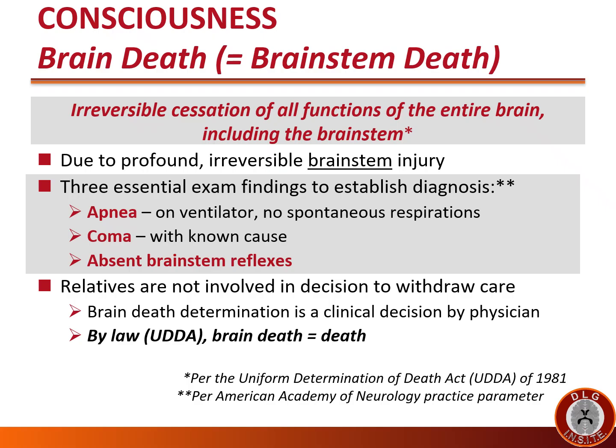Now, to diagnose brainstem death, you have to have persistent apnea, you have to have coma with a known cause, and you have to have absent brainstem reflexes. And there are other specific criteria we won't get into on this slide. In American law, relatives are not involved in the decision to withdraw care. Brain death determination is a clinical decision by the physician. And by law, the Uniform Determination of Death Act of 1981 determined that brain death is equivalent to cardiopulmonary death.